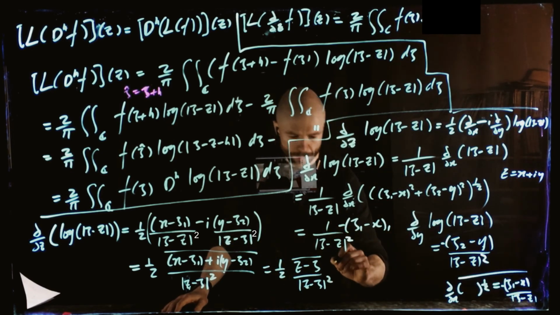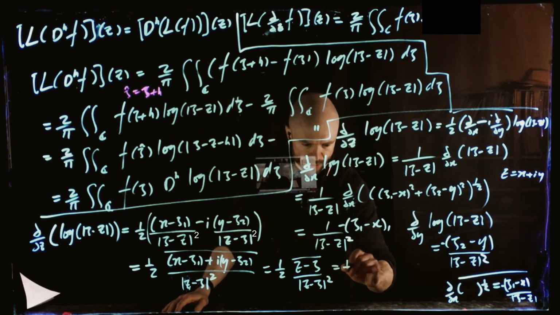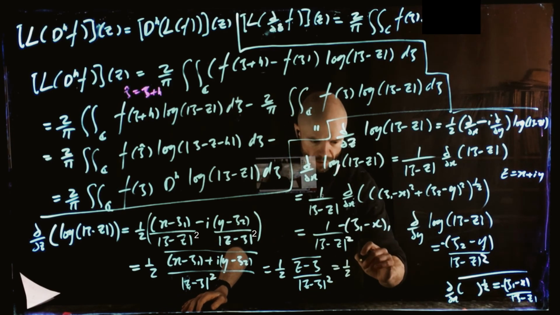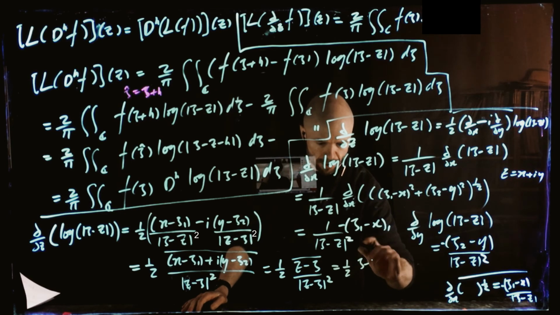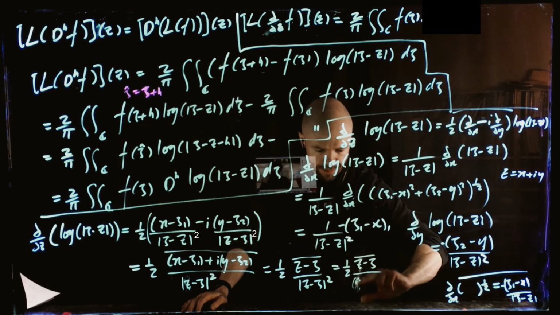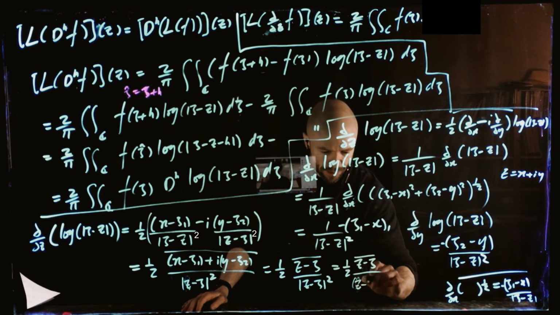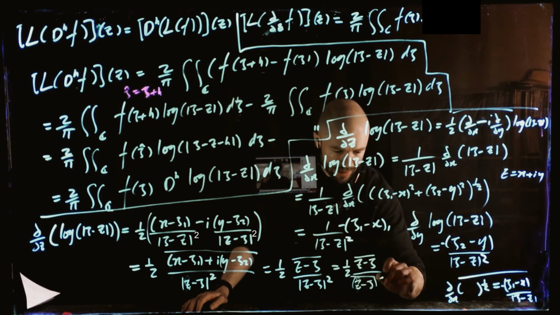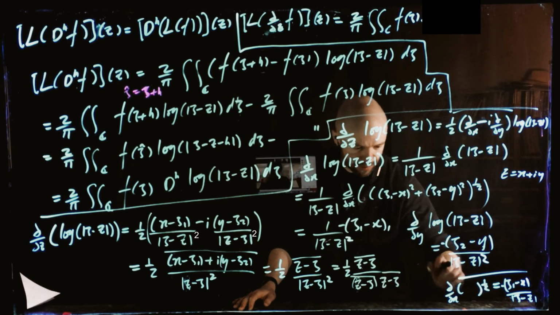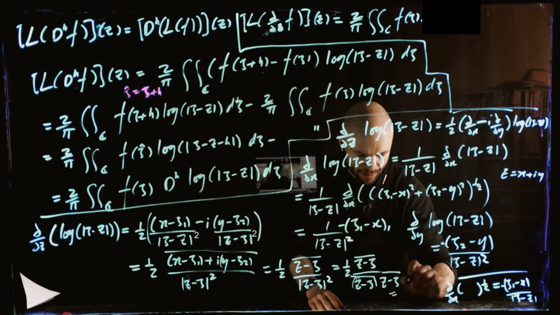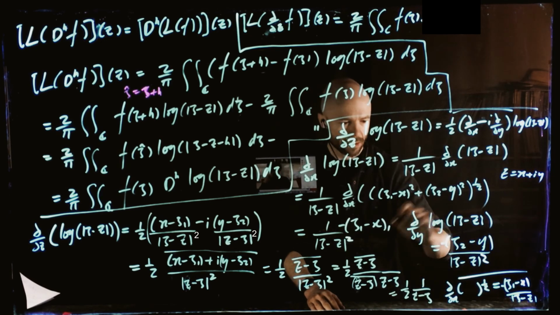And then this thing we can simplify a bit, because what is this? This is 1 over 2 of z minus zeta bar over z minus zeta bar times z minus zeta bar, right? And then one of the z minus zeta bars cancels, and we just have 1 over 2 of 1 over z minus zeta.